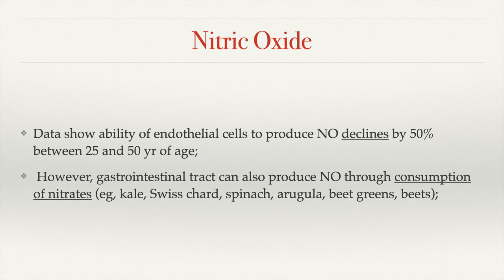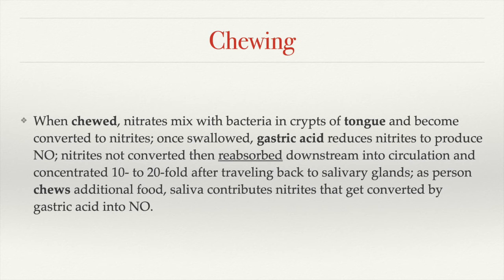However, the gastrointestinal tract can also produce nitrous oxide through the consumption of nitrates, such as kale, Swiss chard, spinach, arugula, beet greens, and beets. When chewing, nitrates mixed with bacteria in the crypts of the tongue become converted to nitrites. Once swallowed, gastric acid reduces nitrites to produce nitrous oxide.